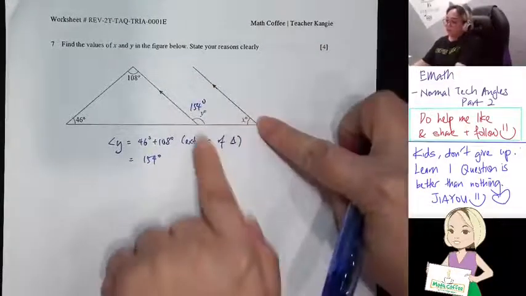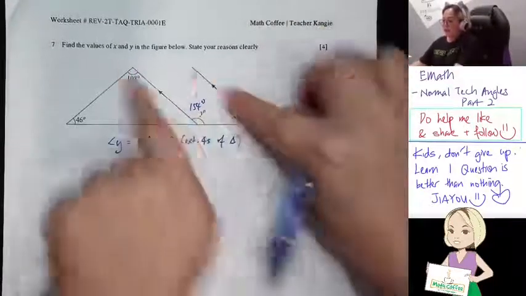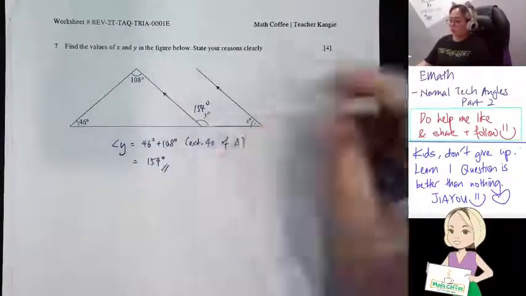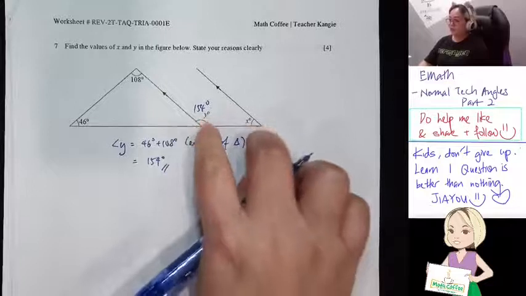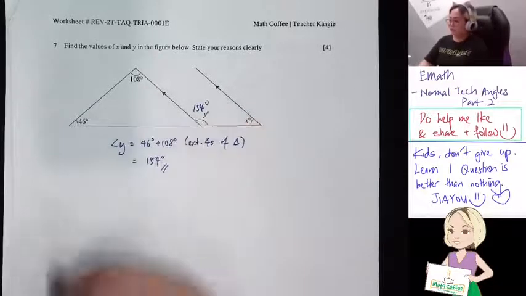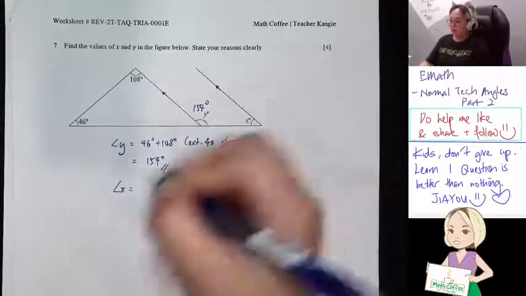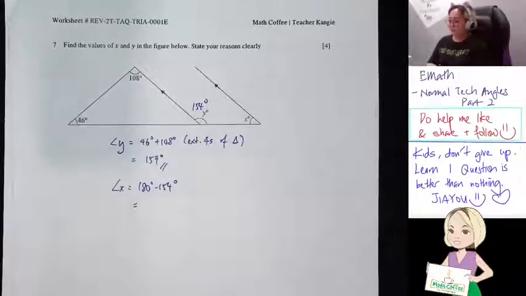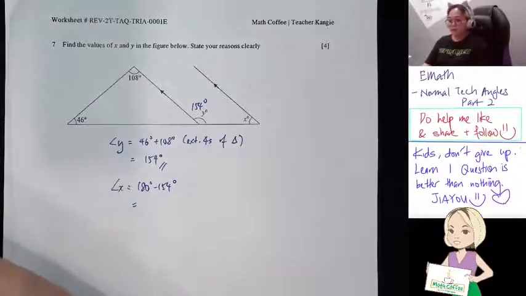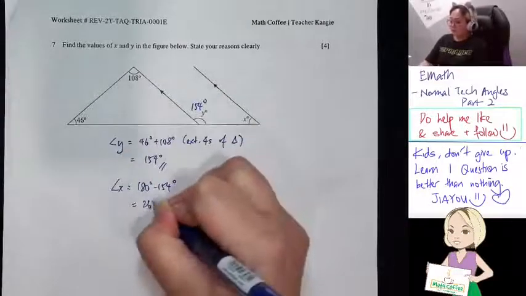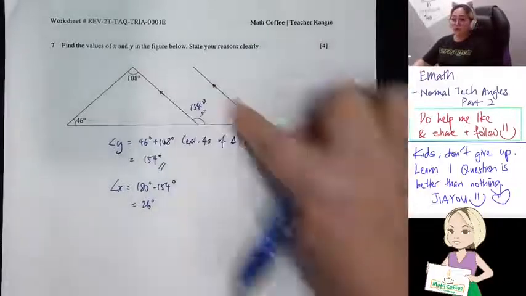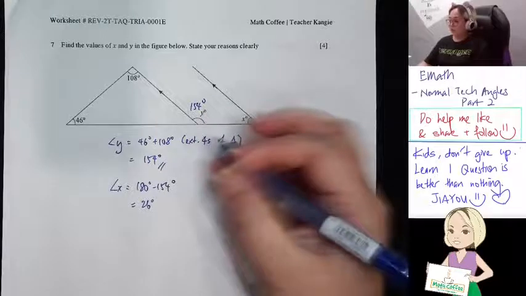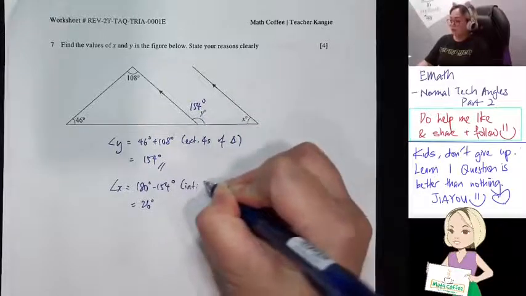Now this is a parallel line. Last lesson I talked about parallel lines. These two add up together to be what? And what's the property? So we will say angle X equals 180 minus 154, and that will give us 26 degrees. Since this is parallel lines, they add up together to give us interior angles. So this is called interior angles.